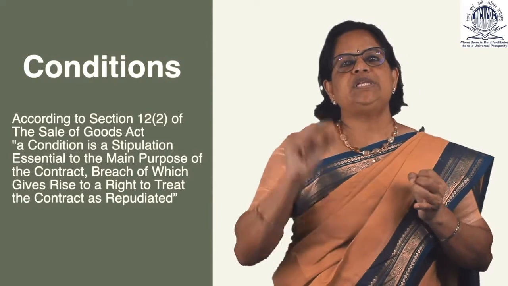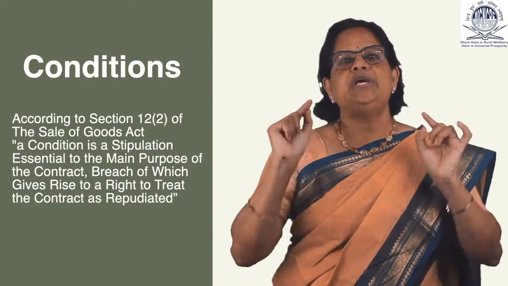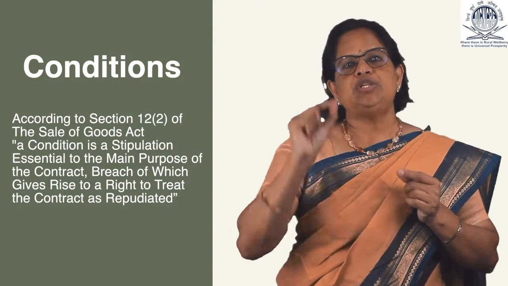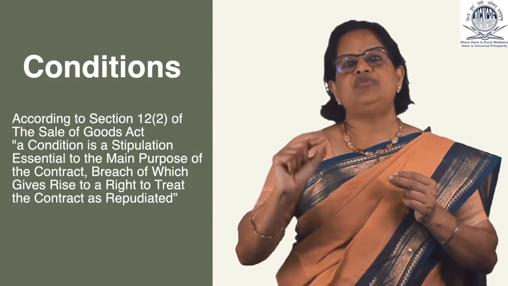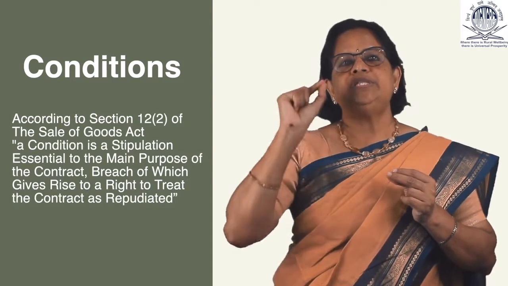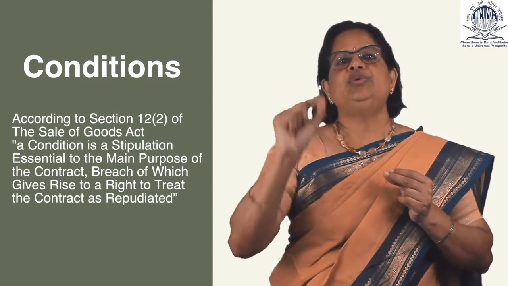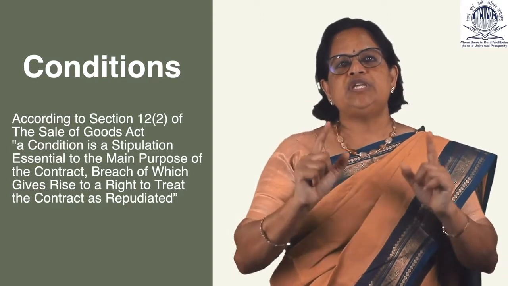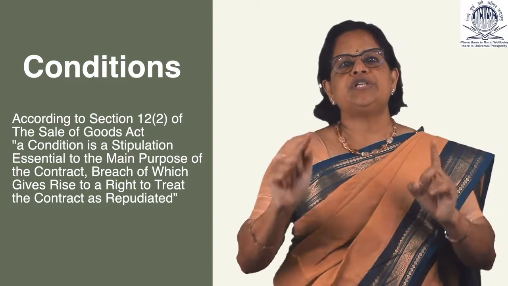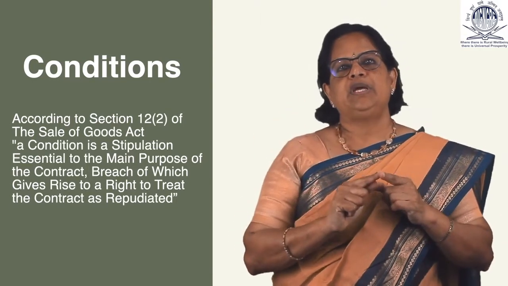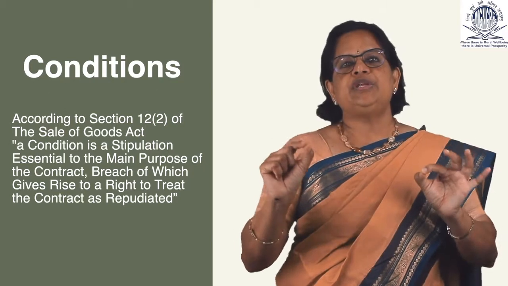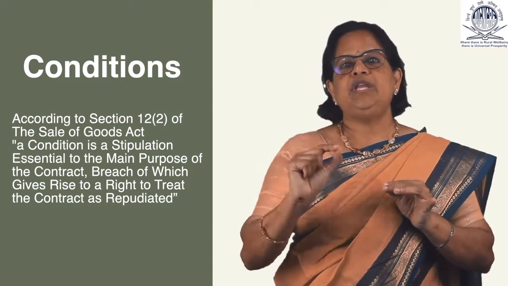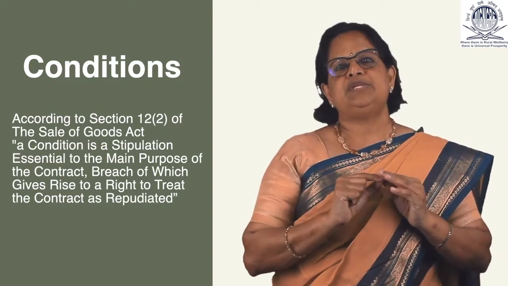Let us now discuss the importance of condition in Sale of Goods Act 1930. According to Section 12, subsection 2 of the Sale of Goods Act, a condition is a stipulation essential to the main purpose of the contract, breach of which gives rise to a right to treat the contract as repudiated. The meaning of repudiation is to reject the contract. Now, let us understand the meaning of condition with suitable examples.